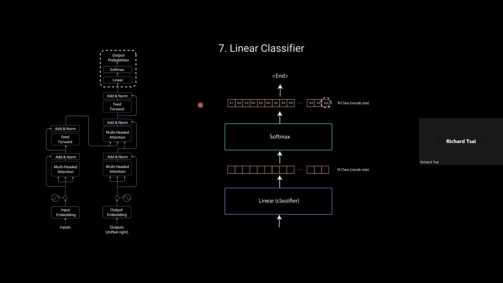So in the end, the word with the largest probability corresponds to the end symbol. This symbol signifies the conclusion or endpoint of the generated sequence. So finally, the decoder selects the end token as its output.